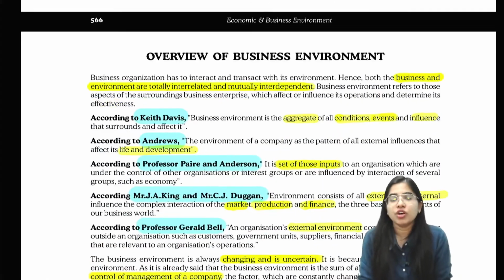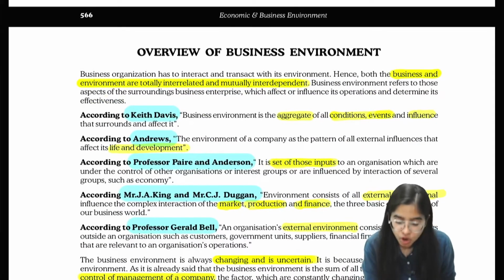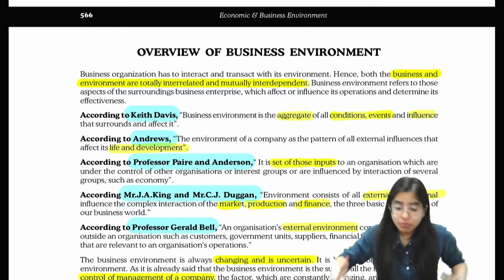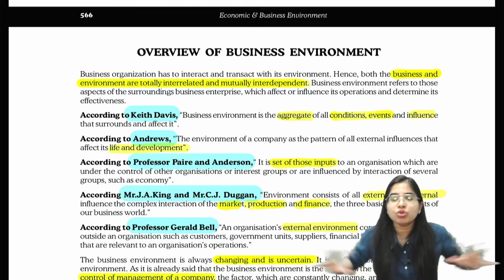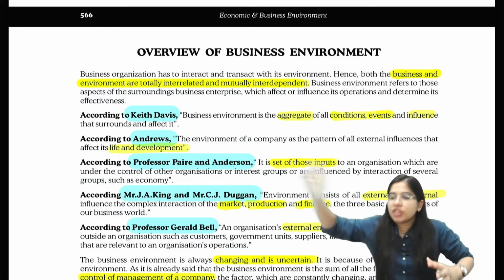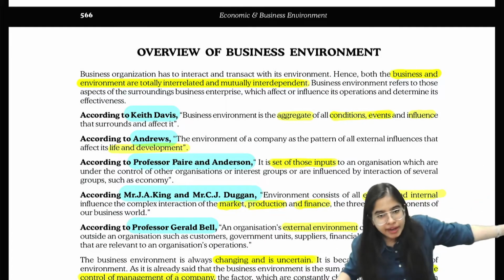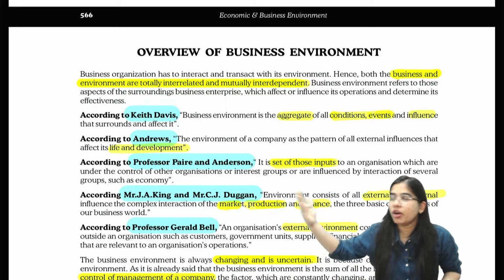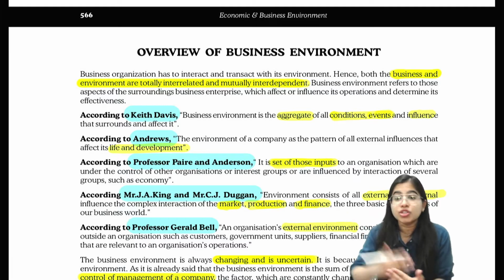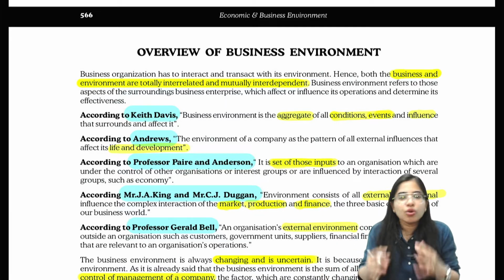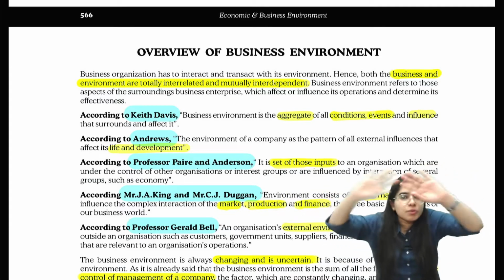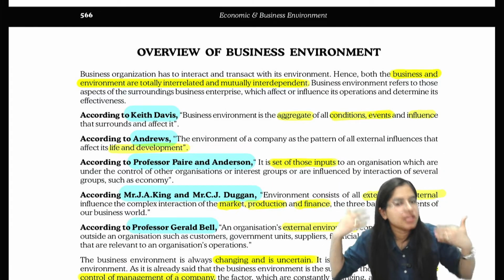So starting with your chapter business environment, ma'am, business organization has to interact and transact with its environment. Obviously, don't you have to interact with your environment? You have to. I am having a dosa stall. I have to interact with customers, suppliers, government. I deal with laws. I deal with innovation, political changes, technological changes. I deal with society's culture. So obviously business operates in environment only. Everything that surrounds business, everything that affects business is business environment.